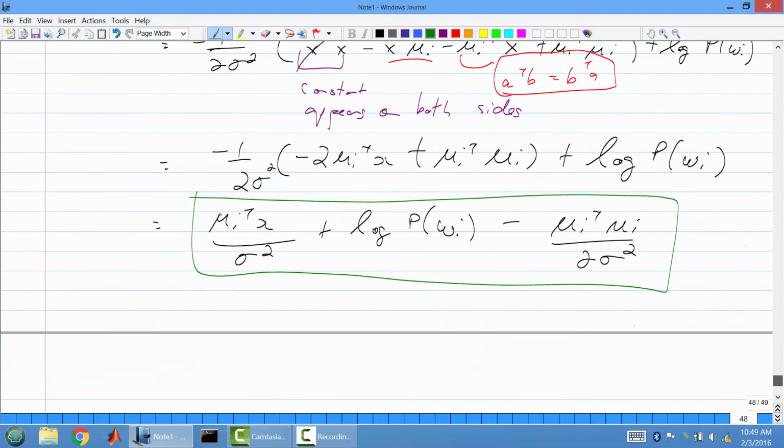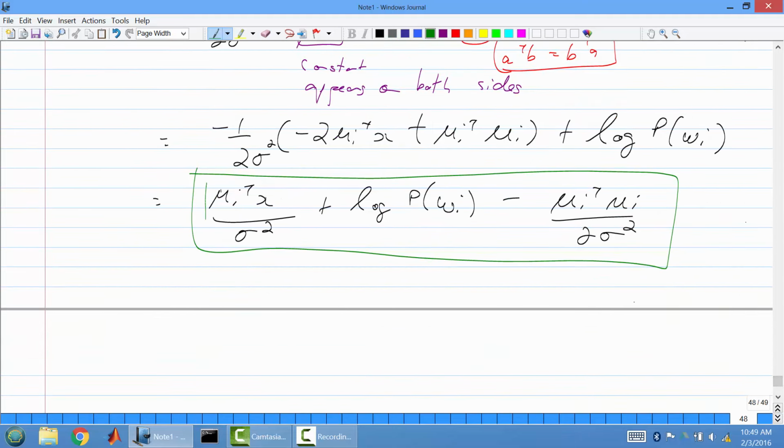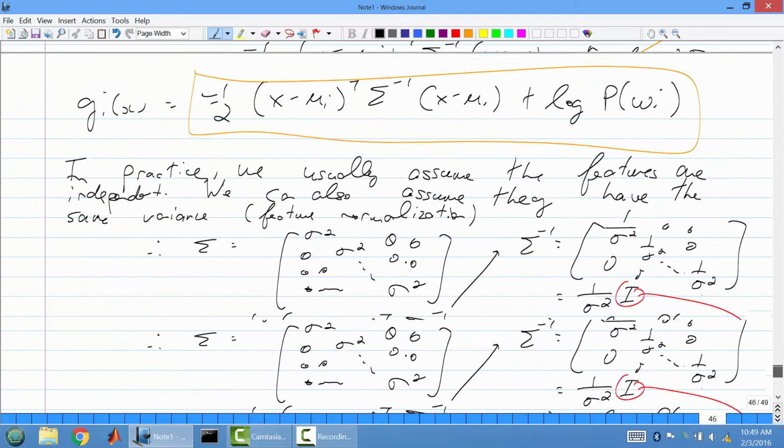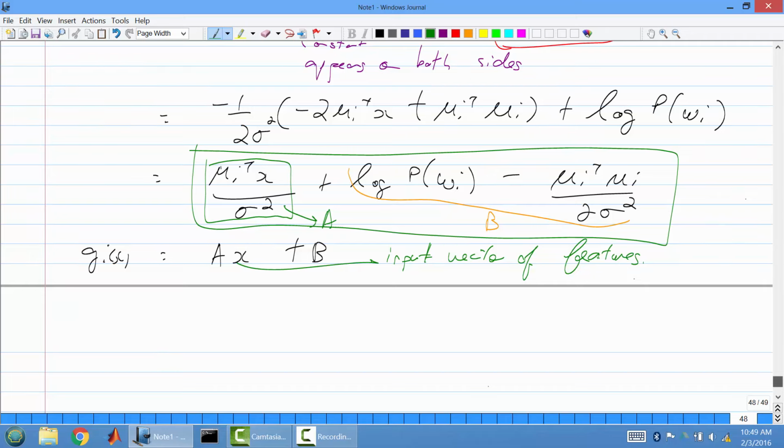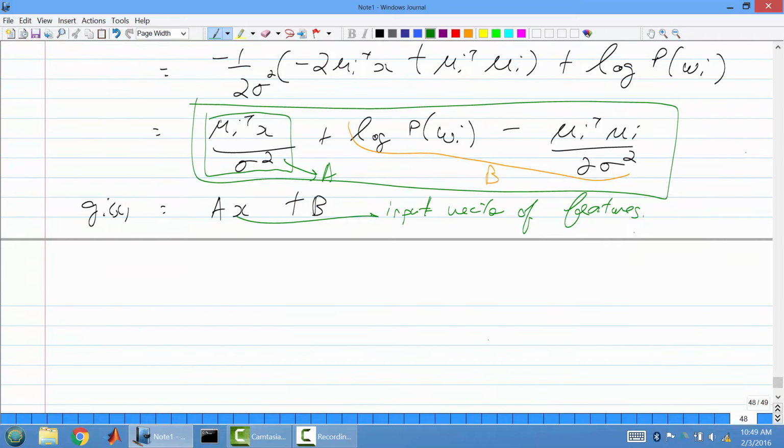And then if you take a look here, you can think of this as a coefficient of A, or a matrix A, and this would be a matrix B. So in actuality, this discriminant function is linear. So if you did A transpose x plus B, and remember this is an input vector of features. So it's not just one feature anymore, it's two or more. All right, so it's now linear.